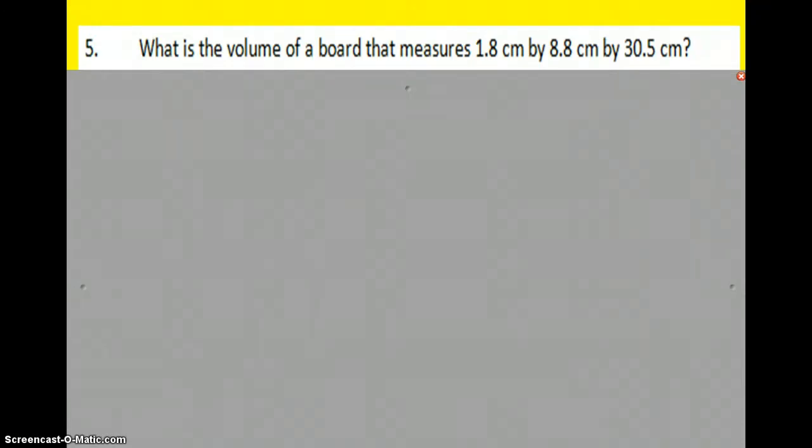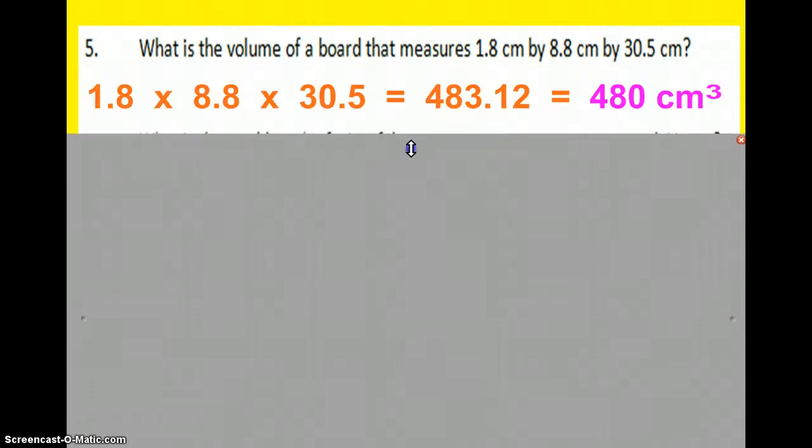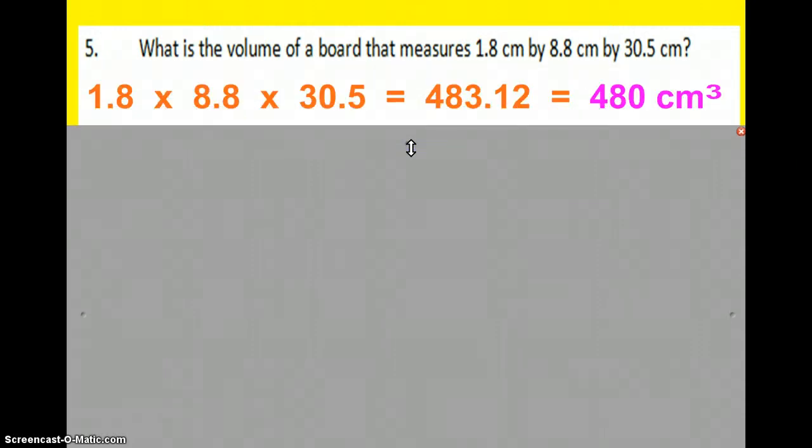Question 5, the volume of a board measuring these dimensions. So for the volume, I just have to multiply the 3 numbers together. Mathematically, the calculator tells me 483.12, but sig fig wise, when I look at my measurements, 2 sig figs, 2 sig figs, 3 sig figs, so my answer can only have 2 sig figs.